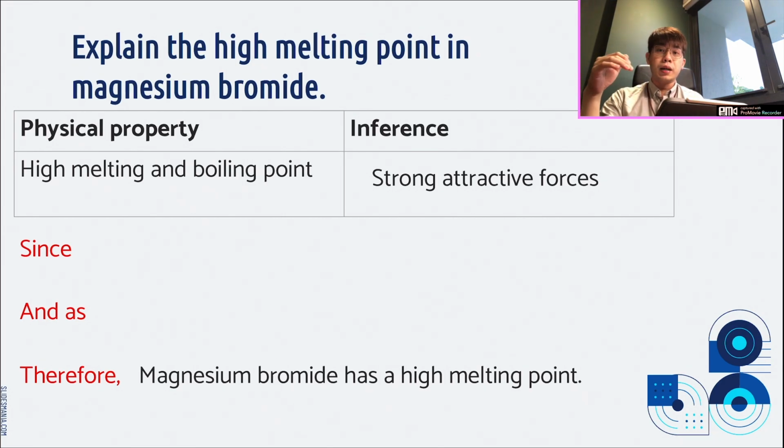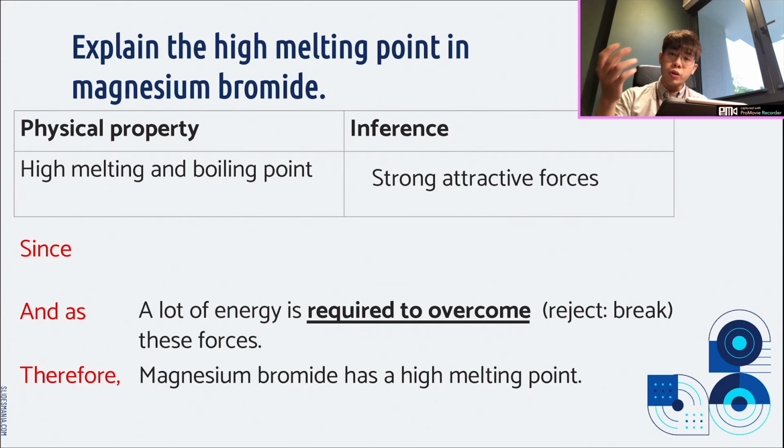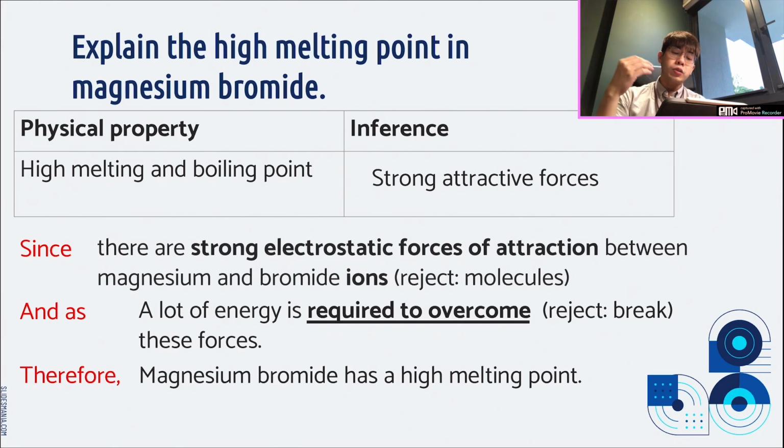Whenever something has a high melting point, it means that a lot of energy is required to overcome these forces. Once I need a lot of energy, it means I have a high melting point. Take note that you cannot use the word break here, you need to use the word overcome. So why is a lot of energy required to overcome? Because there are strong electrostatic forces of attraction between magnesium and bromide ions. Take note, these are ions and strong electrostatic forces of attraction. Please remember this explanation.